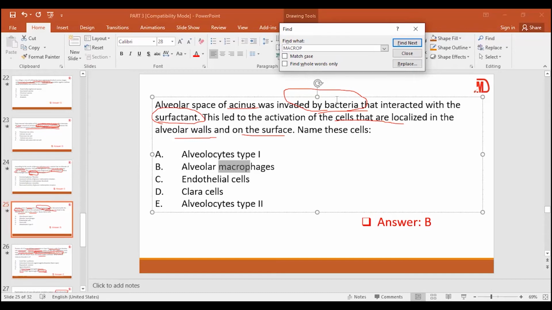But the question here is what led to the activation of the cells that are localized in the alveolar walls and on the surface. Name these cells. Though they're talking about the alveolar wall, inside the alveolar wall, which could be either type 1 or type 2 surfactants, these alveolar macrophages are there to engulf the bacteria, to kill the bacteria, to make the bacteria what? Free. Please, am I making myself clear?